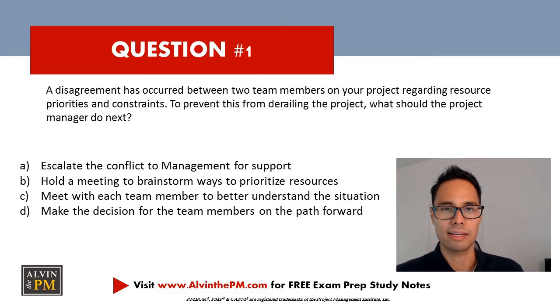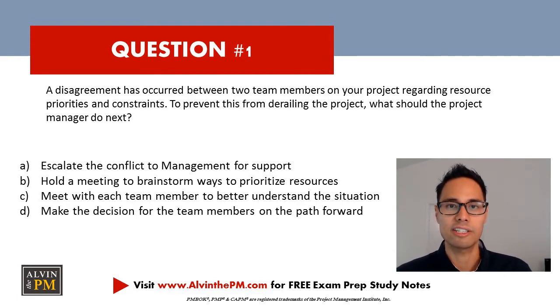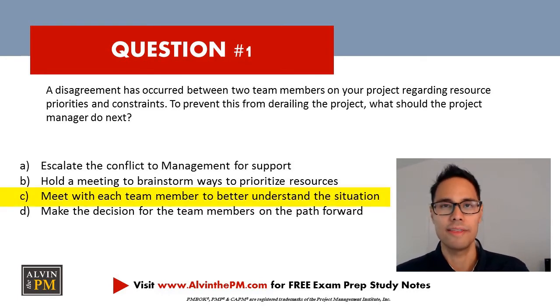A. Escalate the conflict to management for support. B. Hold a meeting to brainstorm ways to prioritize resources. C. Meet with each team member to better understand the situation. Or D. Make the decision for the team members on the path forward. If you chose C, then you're correct.